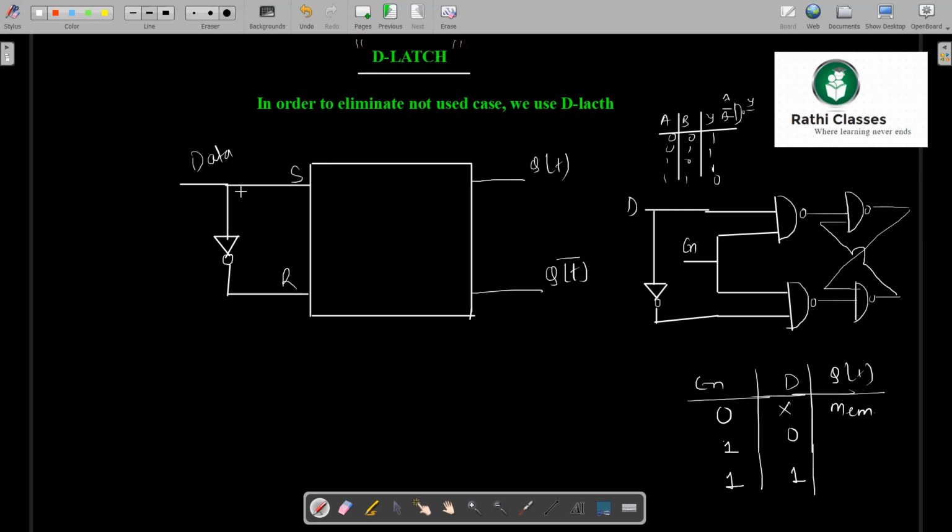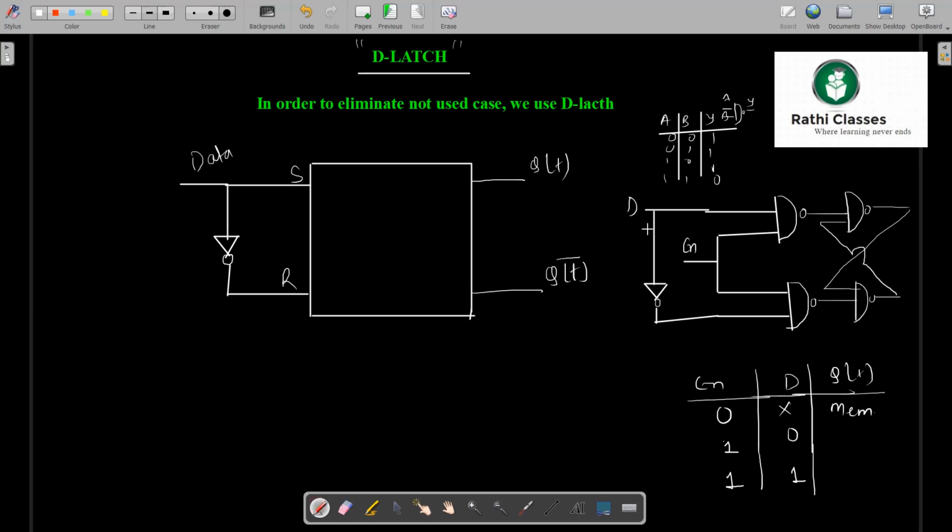D specifies data, and as you know, SR is nothing but the set-reset latch. So what I have done is take the same SR version with just one modification. In order to eliminate the cases 1 1 and 0 0, I have used a NOT gate. That means the cases would be when S is 0, R is 1, and when S is 1, R would be equal to 0. So this is how we are trying to design it.